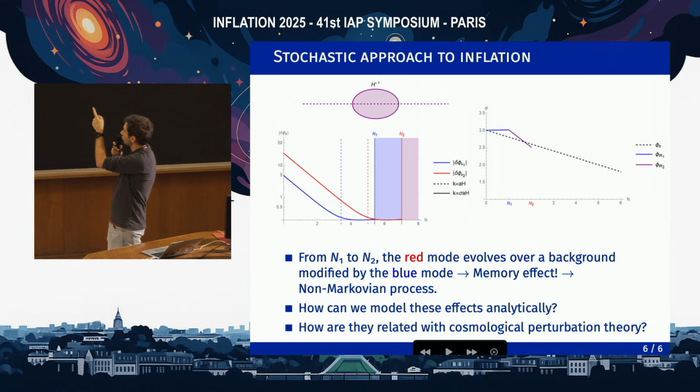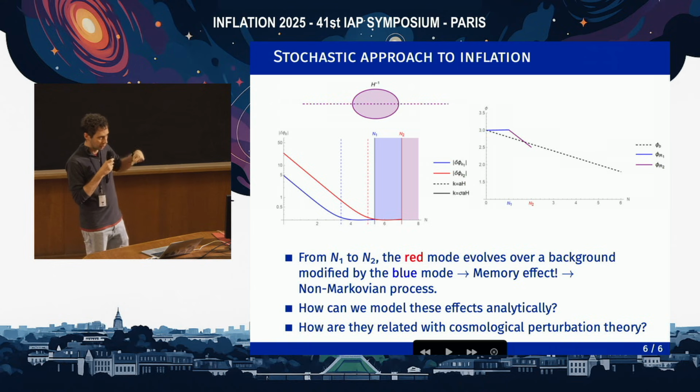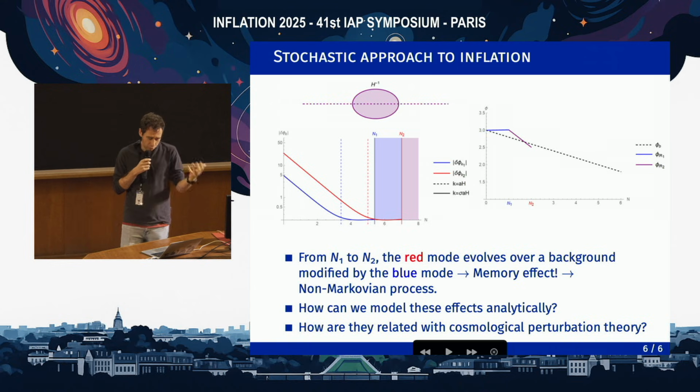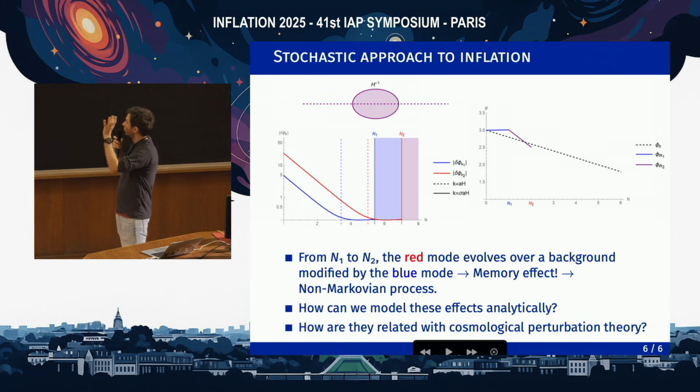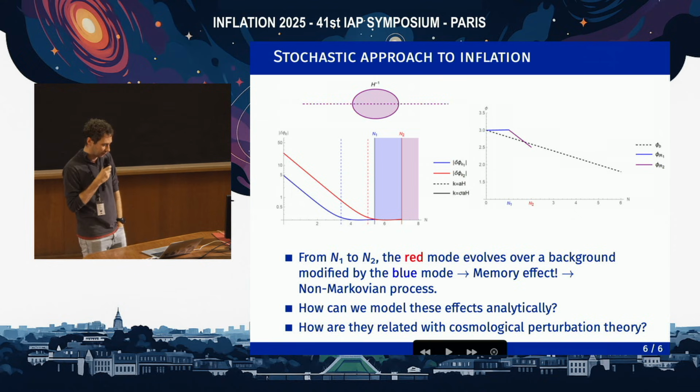Okay. So as you can see here, from N1 to N2, the red fluctuation is evolving over a blue modified background. This means that we have some memory of what happened with the previous fluctuation, and this is why the new background that we define is a mixture between red and blue, and this is why I try to plot it as a purple background.